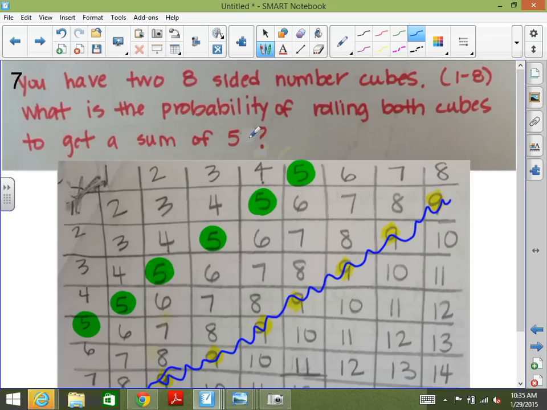How many 5s did you get? 4. I got 4. I did not mean to highlight these 2. Those 2 are in my problem. Okay, so how many 5s? 4. 4 5s. So 4 out of 64, which reduces to, we get 1 over 16. Do you see how I had this 5 highlighted and that 5 highlighted? You can't use the 2 5s that you used to set up the problem. So don't make that mistake.